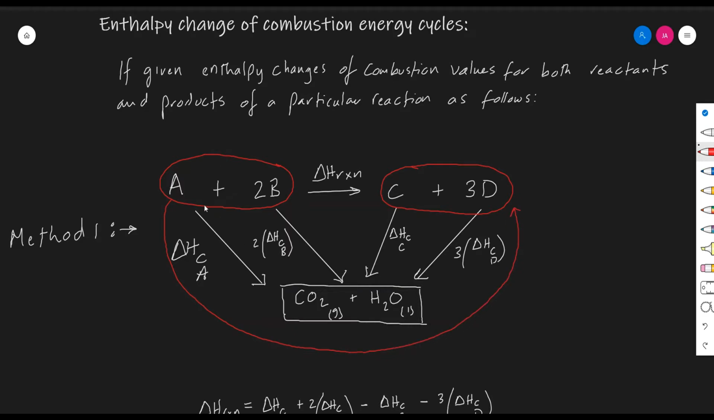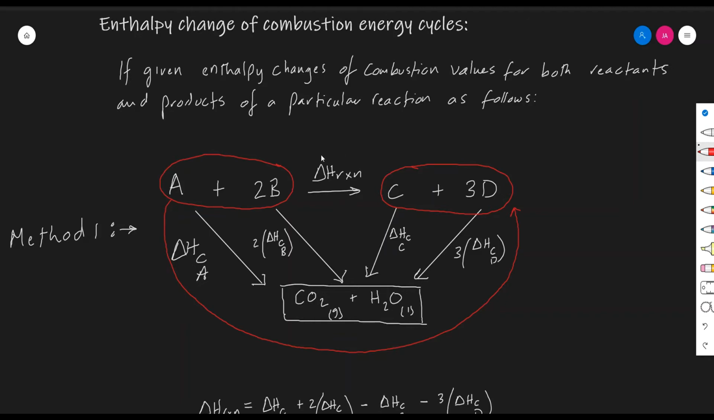Thus, we would react A plus 2B to form CO2 plus H2O, which are both combustion values, and we would move with the arrows. Thus, we would keep the signs of these combustion values as is, and since they are combustion values, they would remain negative. But on the other hand, once we reach this intermediate here, to form these compounds from CO2 and H2O would be the opposite of the definition of enthalpy change of combustion, and thus we would have to move against these arrows here, and we would flip their signs.